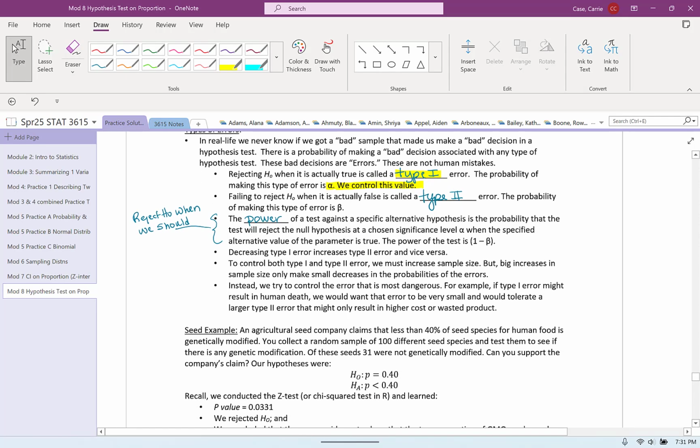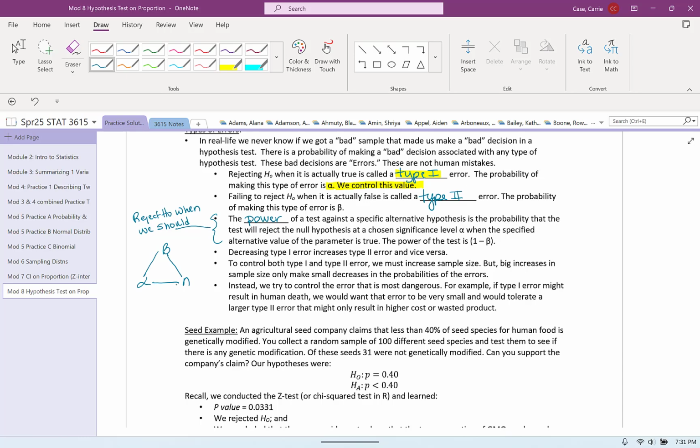Decreasing type 1 error increases type 2 error and vice versa. To control both type 1 and type 2 error, we have to increase sample size. But big increases in sample size only make small decreases in the probabilities of the errors. So alpha, beta, and sample size n are all related to each other. And alpha and beta are inversely related. So if one goes up, the other goes down.